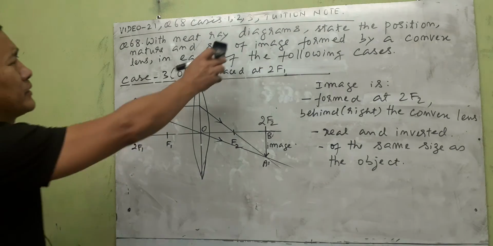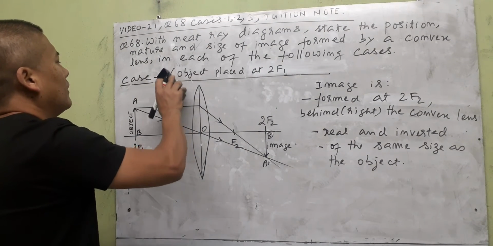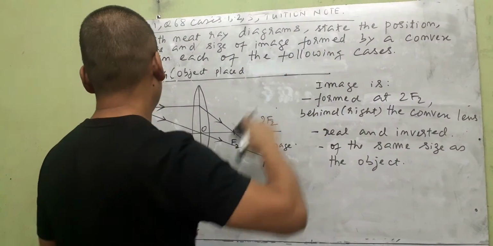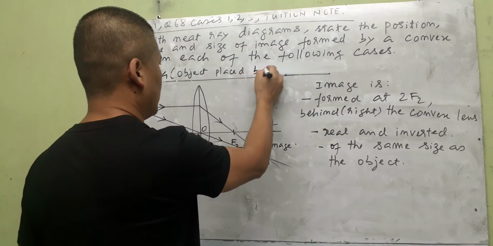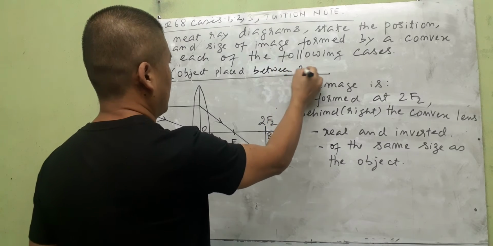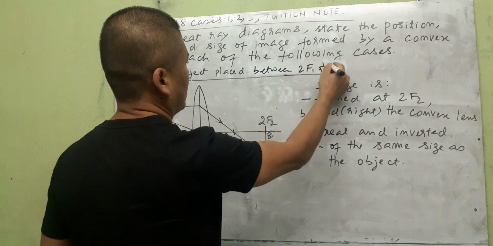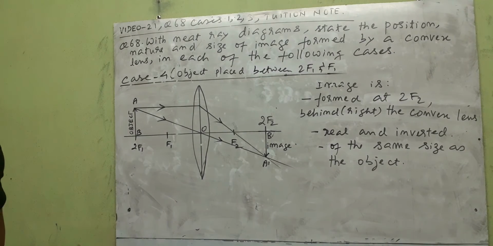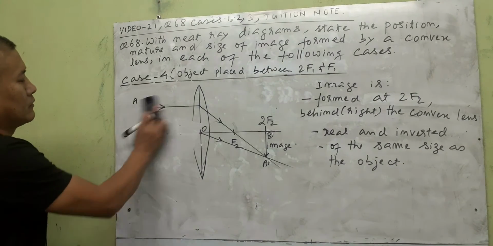I think we said case 1 to 3, but I think 4, 5, 6 also can complete your object placed between 2F1 and F1. Okay, 2F1 and F1. So let us do that.